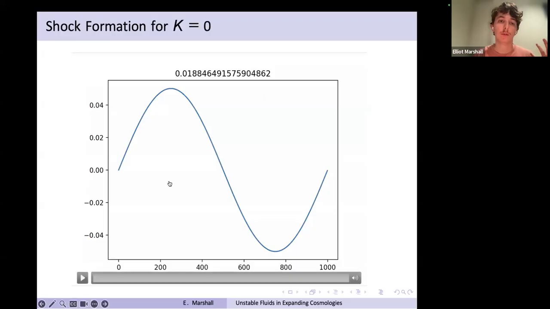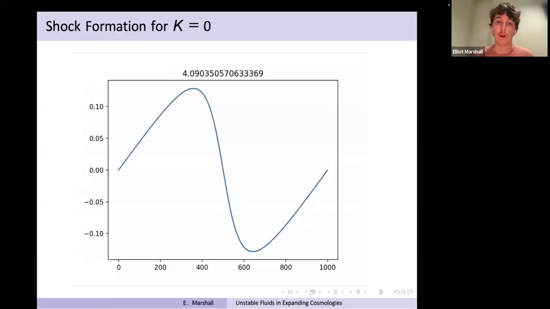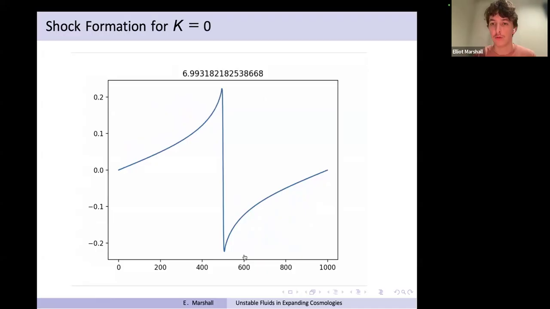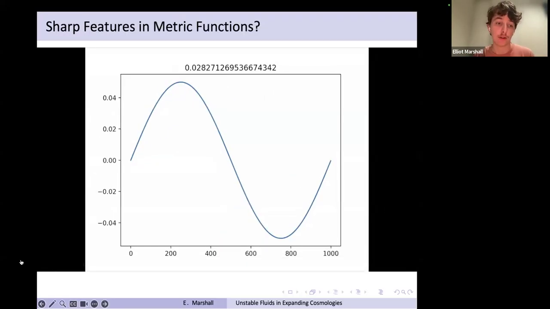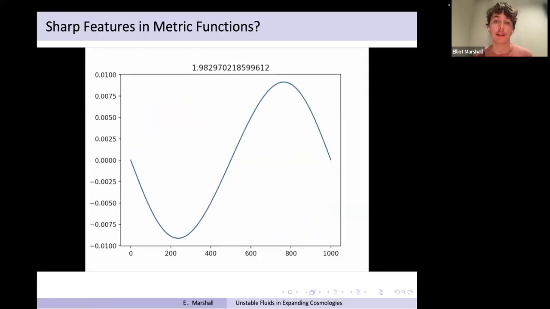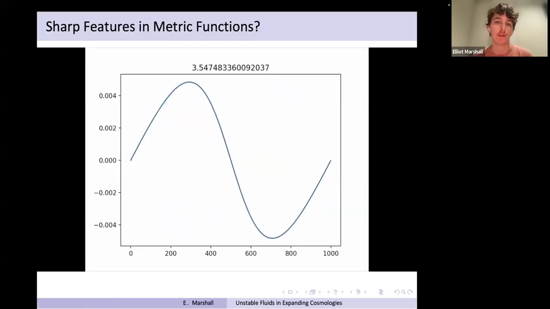Okay, so to make these claims a little bit clearer, let's look at some animations again. So here I'm plotting the fluid velocity, and what you see is we don't have this sort of rapid side-to-side oscillation. Instead, we have just a single shock forming in our solution. So similarly, I can look at the metric function, and here the behavior isn't particularly oscillatory, but it is quite different. And as you'll see, it looks like we form sharp, seemingly discontinuous features in the solution.